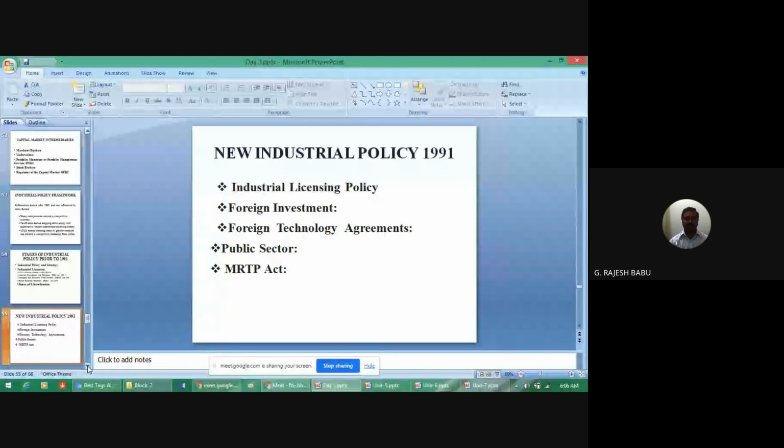Then MRTP Act. This act allowed more freedom in terms of removing pre-entry restrictions, that is, prior approval from the government for establishing a new undertaking or for getting involved in amalgamations or merging of industrial units.